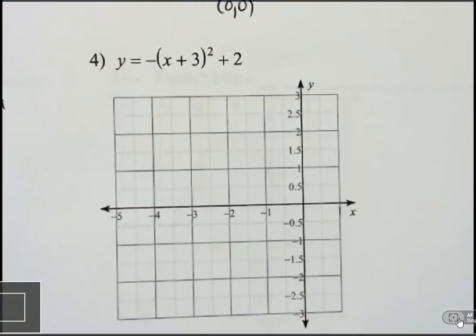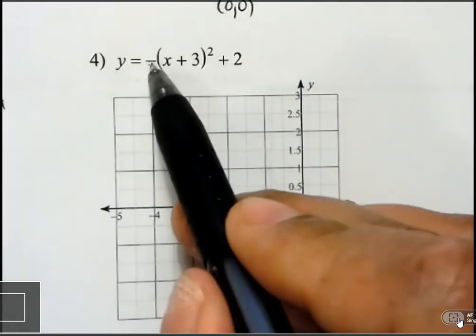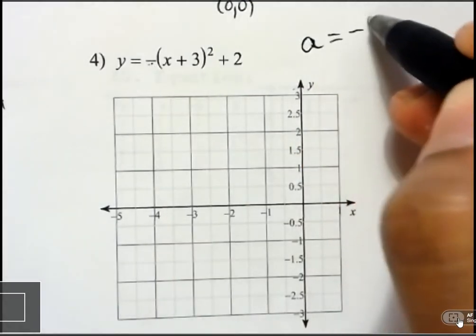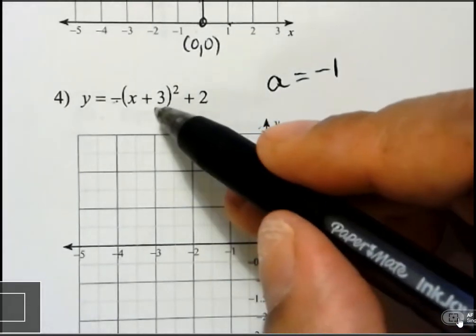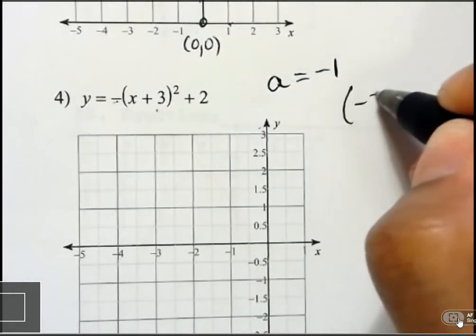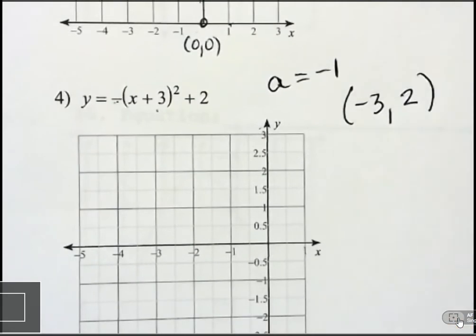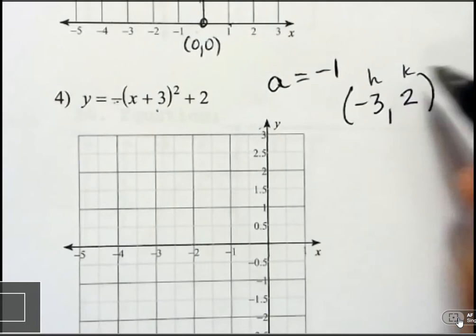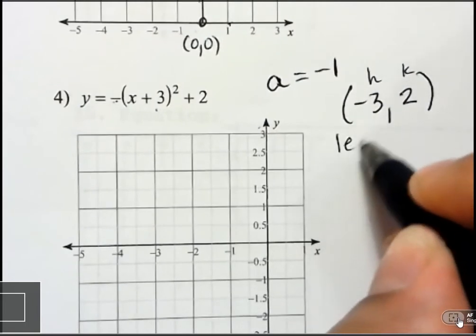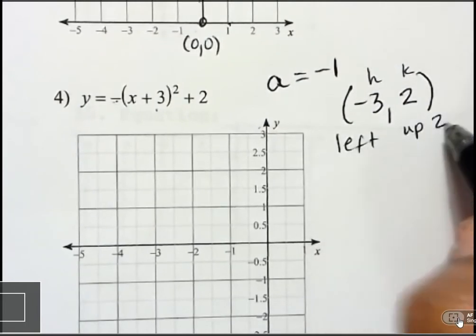It really is this simple. Don't make it harder than it needs to be. Oh, look, a challenge. A equals negative 1. So that means it's going to open down. H is negative 3 and K is 2. So remember, this is your H and that's your K. It's going to move to the left 3, up 2.